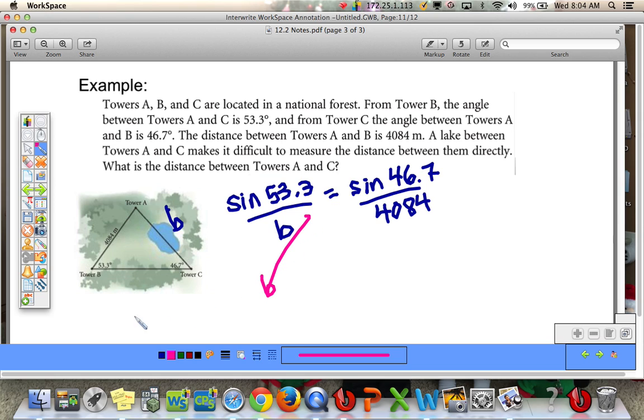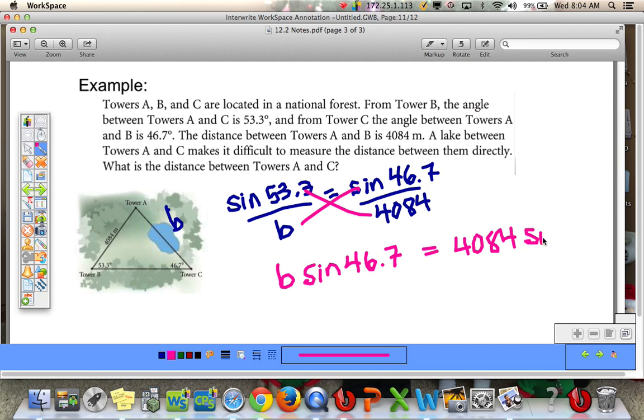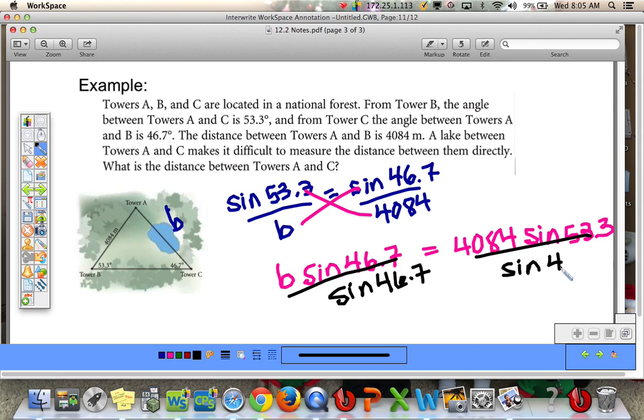We'll get b sine 46.7 equals, go the other way, 4084 sine of 53.3. And then last step, divide each side by sine of 46.7. And you will get your answer. B is about 5,292.5 meters across.